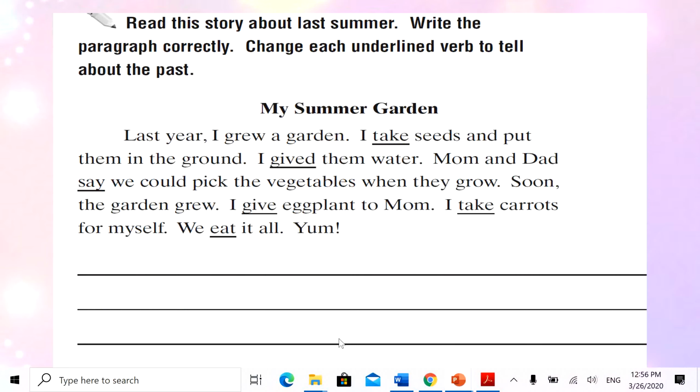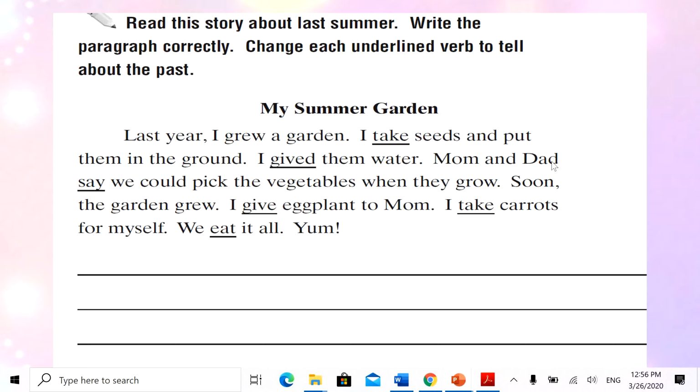Now we have a very easy exercise. Read the story about last summer. So the story is about what? Circle last summer. So in which tense it happens? It happens in the past tense. Write the paragraph correctly. So first of all, you gotta fix the mistakes and write the paragraph again on these lines. It's not enough to fix the mistakes only.